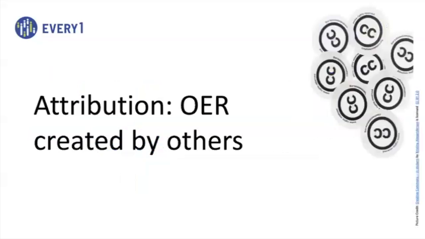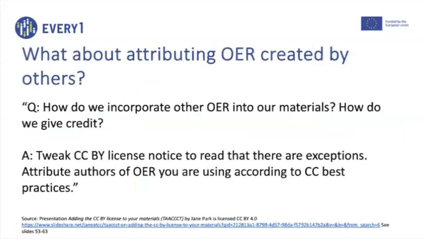Let's take a look now at attributing OER created by others. So how do we incorporate other open educational resources into our materials? How do we give credit is the question here. Of course, what we can do is tweak the license notice, in this case CC BY, to read that there are exceptions and attribute the authors of any openly licensed resources you're including using CC best practices.